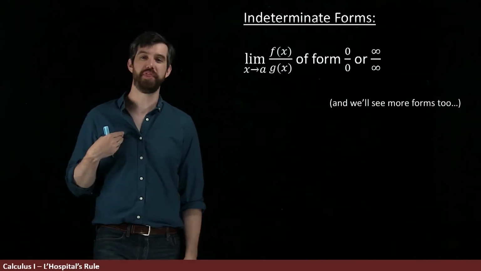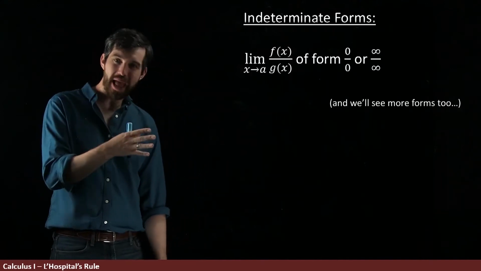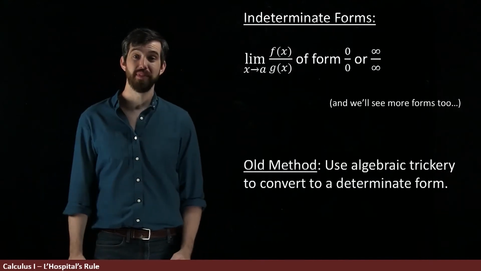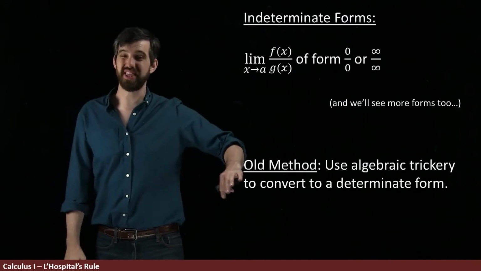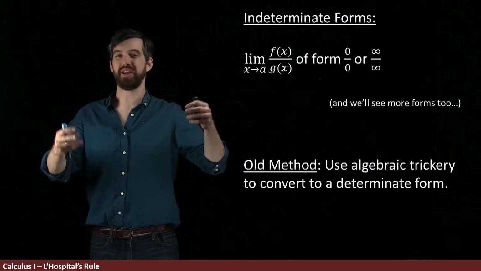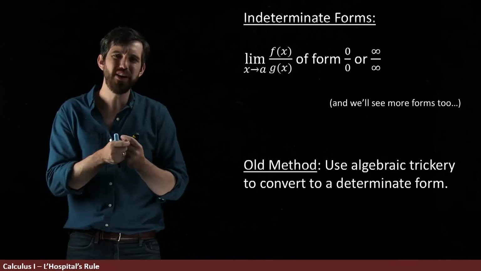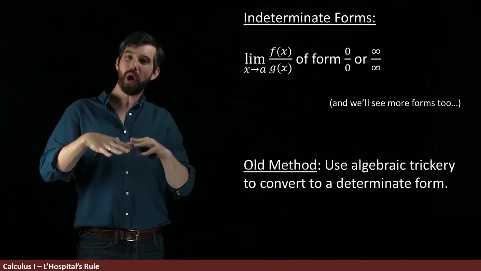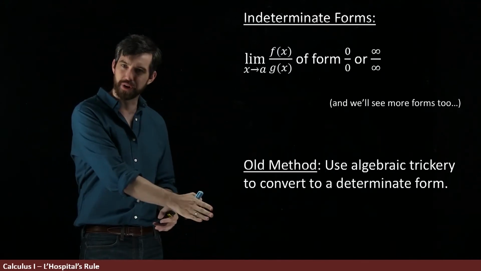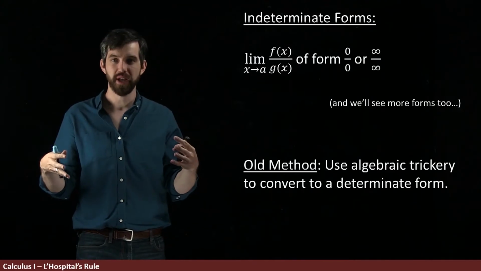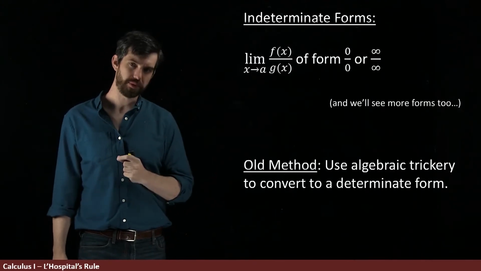So how did we deal with this in the past? Well, in the past, we did algebra. In fact, it was a whole bunch of different things. We'd sometimes rationalize, sometimes find lowest common denominators, we'd do some factoring. We had all of these old algebraic tricks to resolve the question of indeterminate forms.